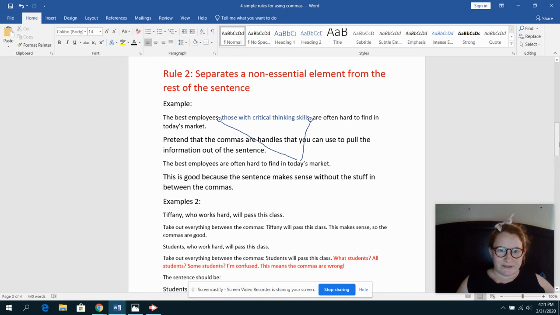Okay, next we want to talk about the second rule for using commas. A comma separates a non-essential element from the rest of the sentence. So let's look at this first example. The best employees, those with critical thinking skills, are often hard to find in today's market.